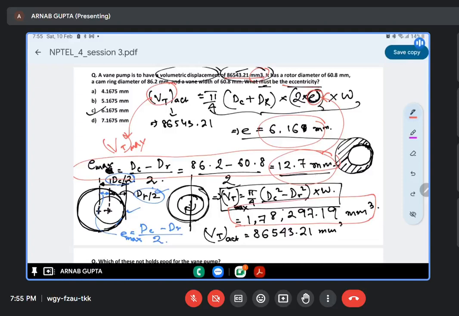Why? By seeing this, what we can say is that it is having lower eccentricity because this particular volumetric displacement, that is 86,543, is less than the maximum volumetric displacement that is possible. You can understand what we just discussed now. The Vt is dependent on the value of E. So your Vt is basically directly proportional to E. If other parameters are constant, then as E increases, your value of Vt will increase.